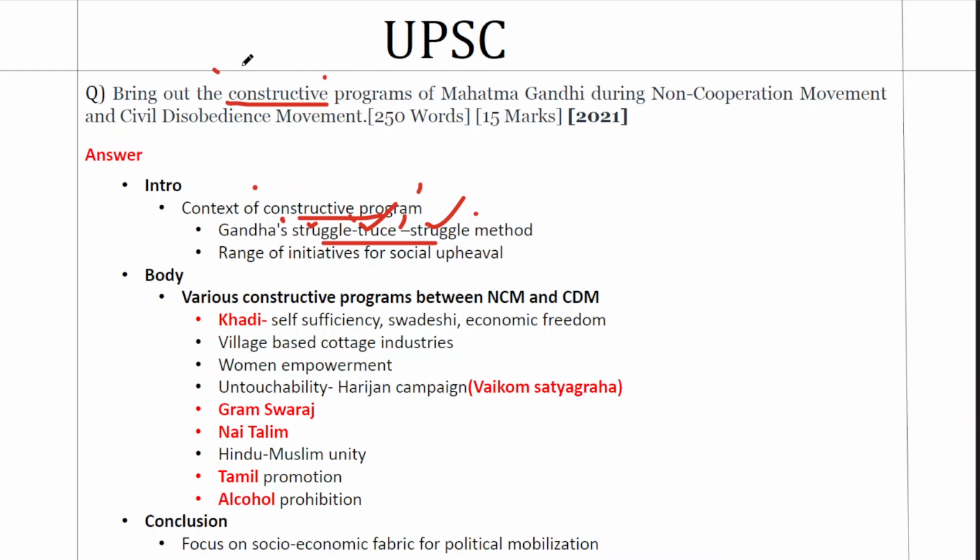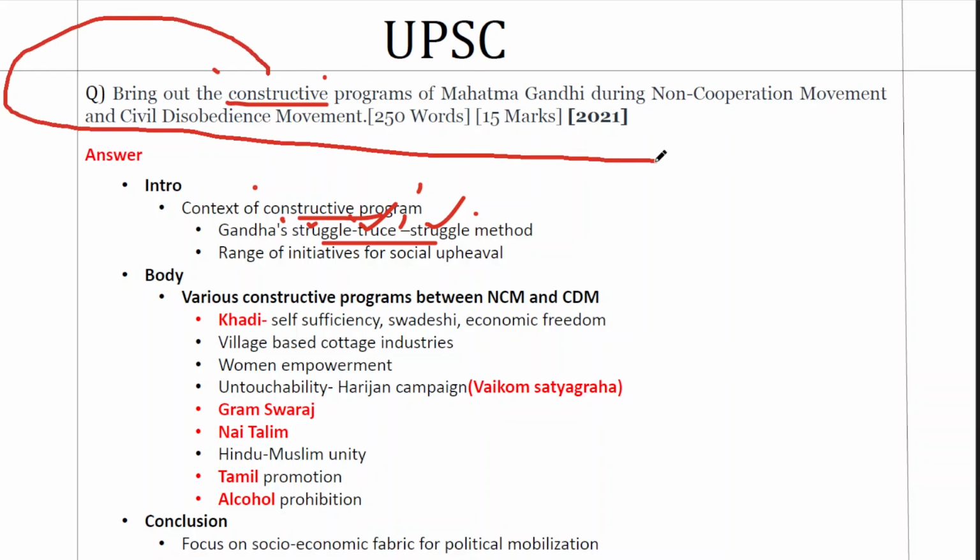Constructive program means the social angle of the movements. For example, Congress doesn't have a social reformist angle. Congress is a political organization, whereas we have social reform movements in India, for example, the movements led by Ram Mohan Roy, Dayanand Saraswati, Swami Vivekananda. So Gandhi's constructive program is an equivalent of that.